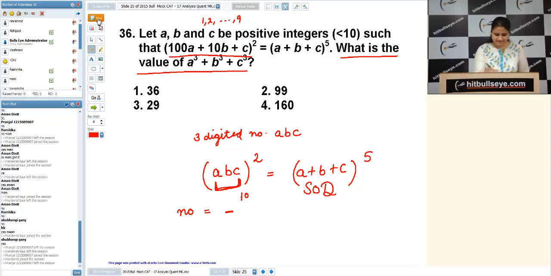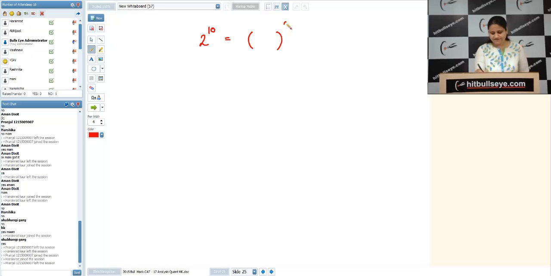Suppose we are taking 2 raised to power 10. Now we will take its square, so it will be 32 square. Since 32 is not a 3-digit number, which was the question actually, that's why this option is ruled out.